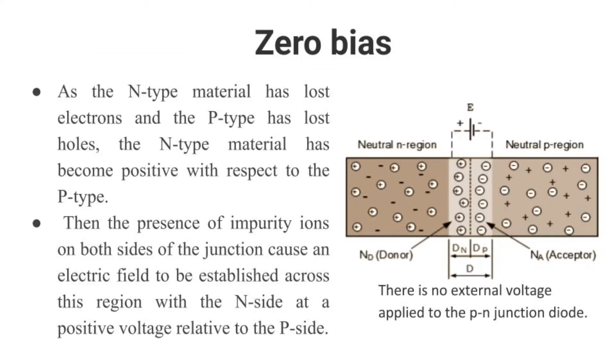Zero bias. As the name indicates, there is no external voltage applied to the PN junction. As the N-type material has lost electron and P-type lost holes, the N-type material has become positive with respect to P-type. Then the presence of impurity ions on both sides of the junction cause an electric field to be established across the region with the N side at a positive voltage relative to the P side. So you can see in the diagram.